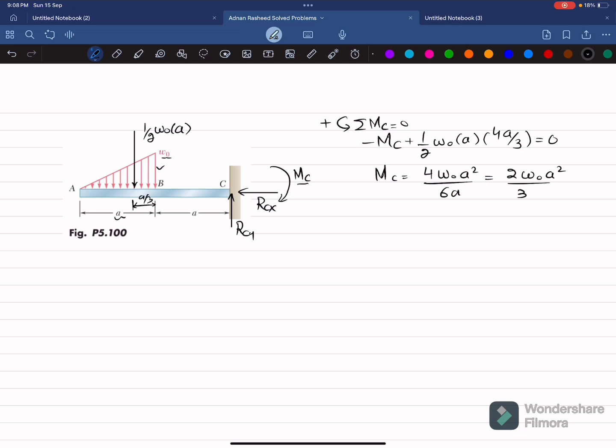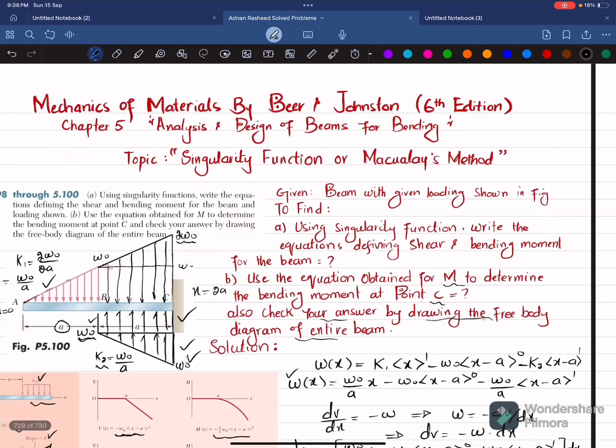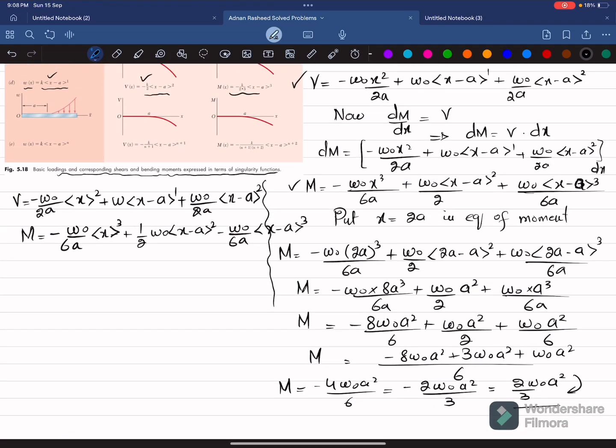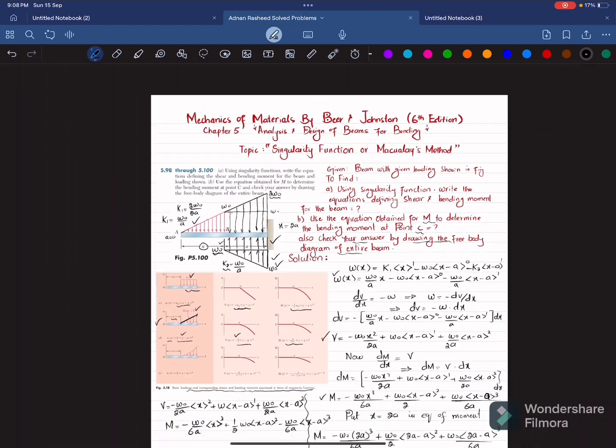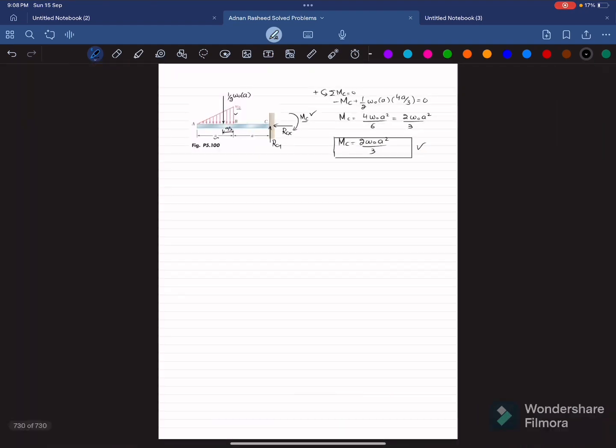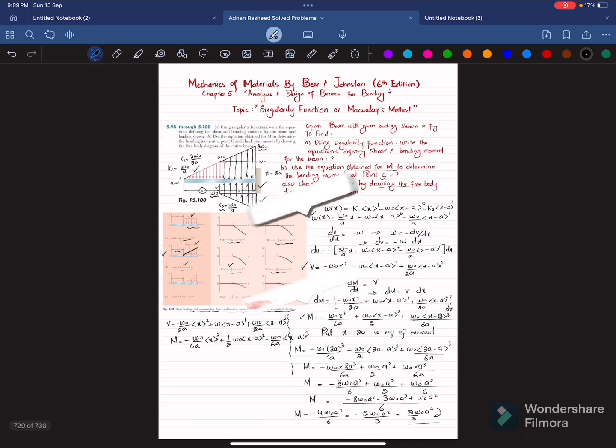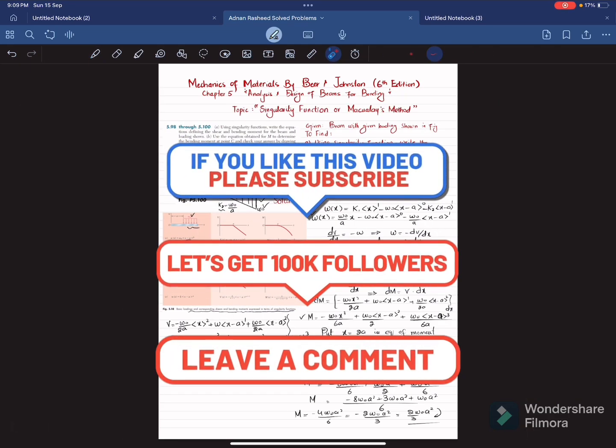This is not 6a, this is only 6. So what we obtain from this is MC is equal to 2 W naught a square over 3, which you can see is a positive value. It means that your assumed direction, clockwise, is correct. Now you can compare this with this value. Both are same. So it means that we have found the correct equation of shear force and bending moment. And this was all about problem 5.100.